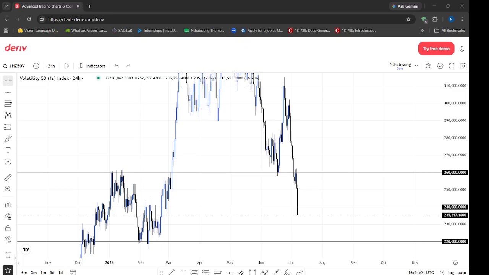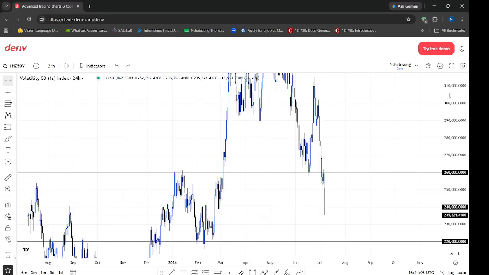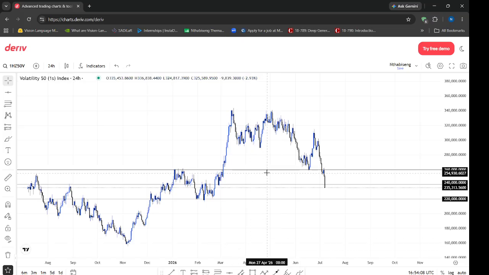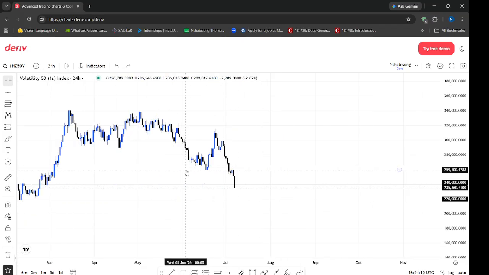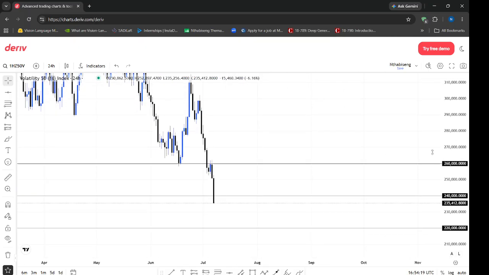Perfect. Now that we see that we are in a downtrend, and this is our previous lower low and then our higher high, I don't know what this is, but this is literally giving order block.